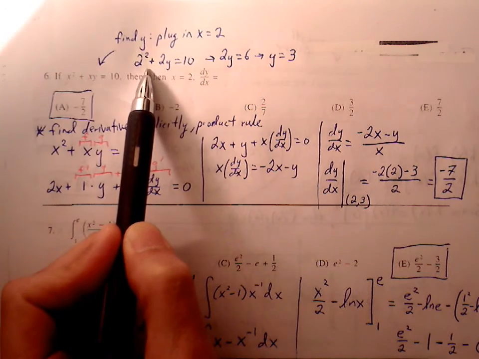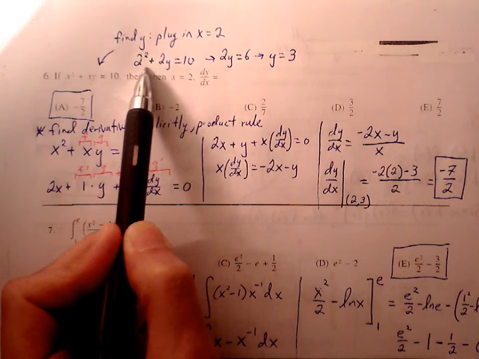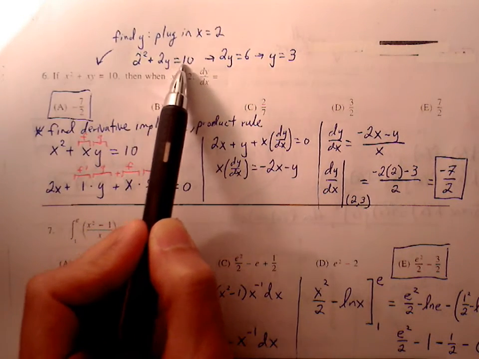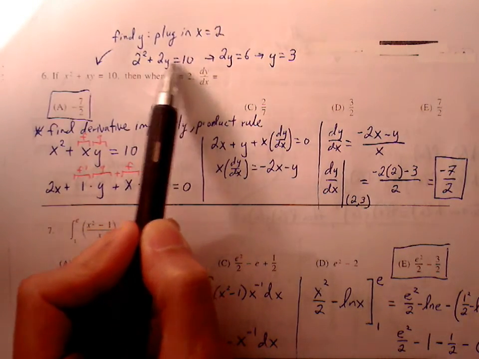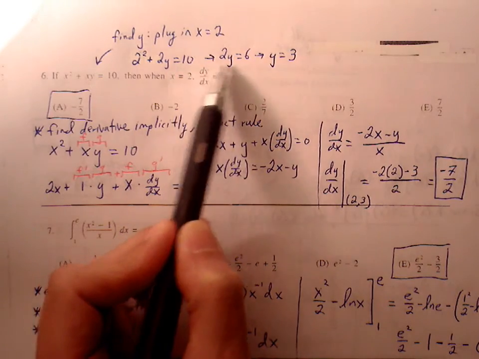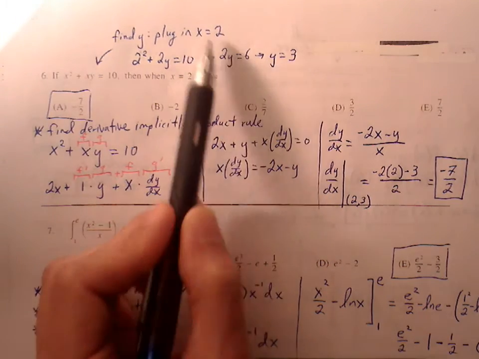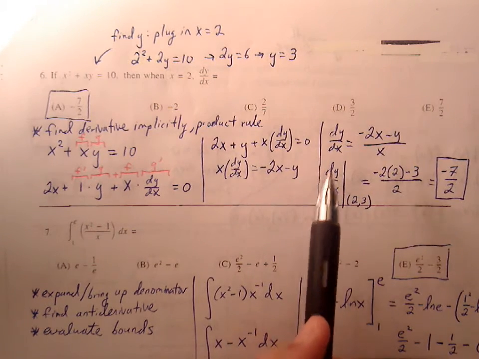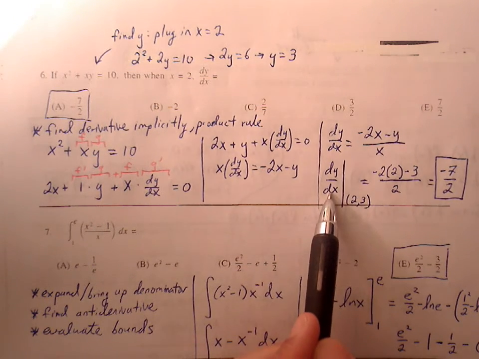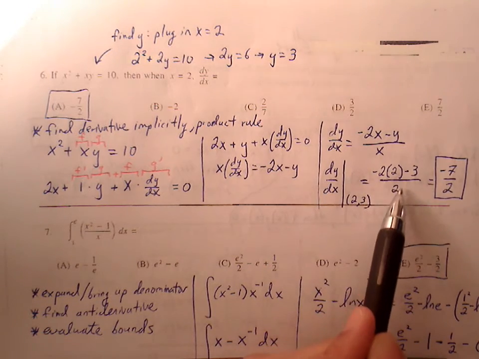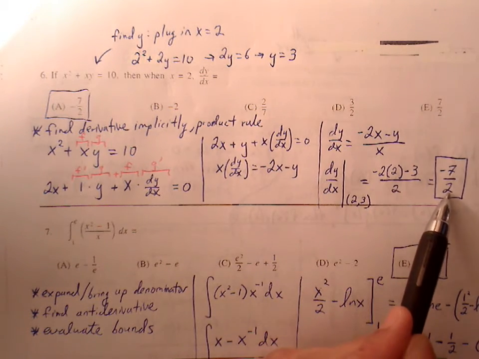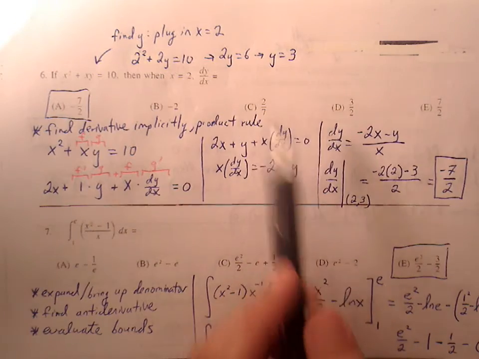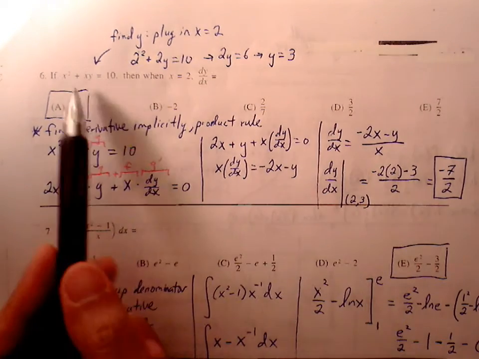So 2 plugs in for x, and we solve for y. So 4 plus 2y is equal to 10. 2y equals 6, and y equals 3. So there's my ordered pair, 2, 3. So we can plug 2, 3 back into the derivative equation, the derivative formula, and then in return, we're going to get the slope, the exact steepness of this point on this curve.